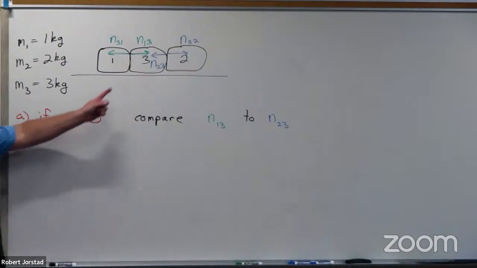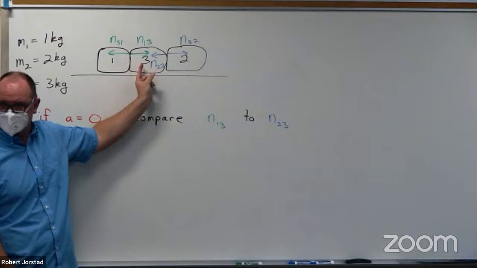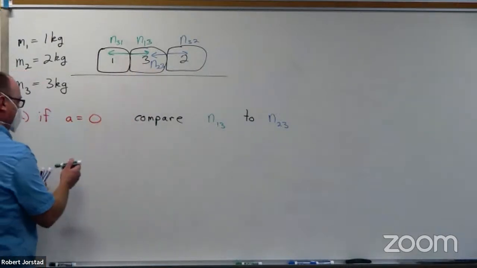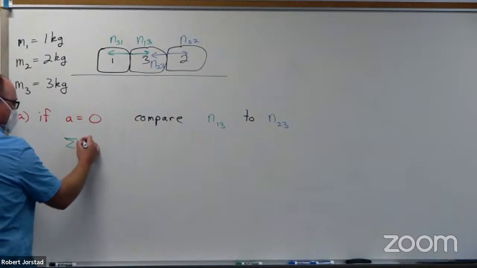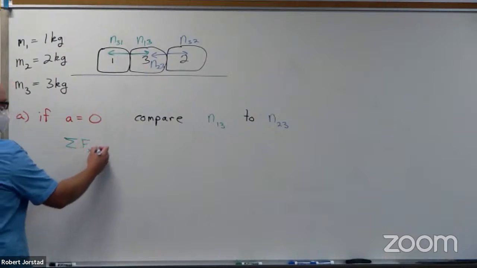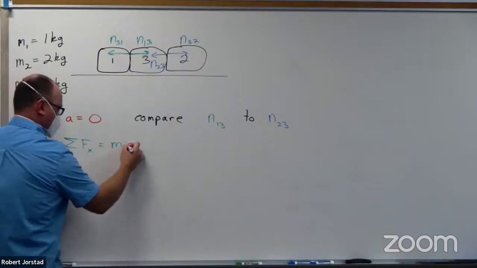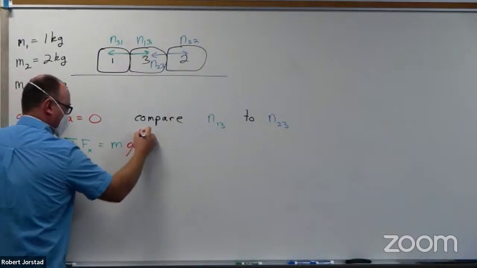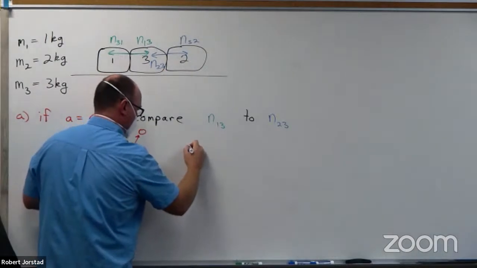Think about it. If acceleration is 0, should the lefts and the rights balance? Okay? In fact, I could write sum of forces horizontally equals mass times a sub x. And notice the sum of forces has to equal 0. So that says N1, whoops.